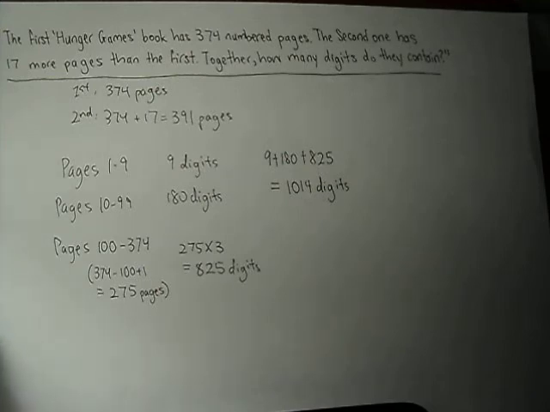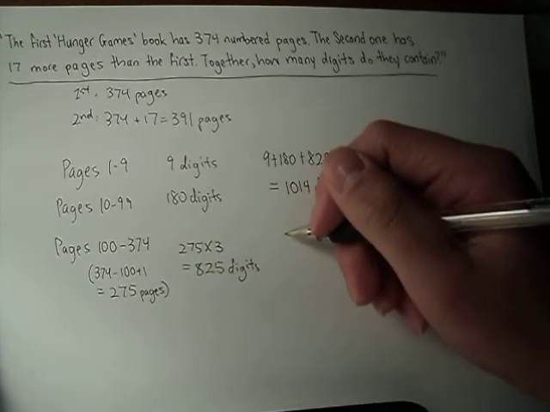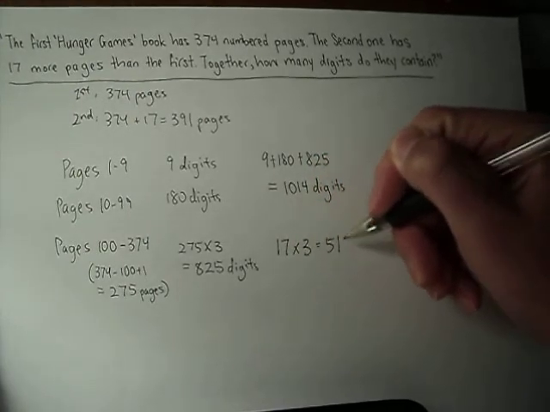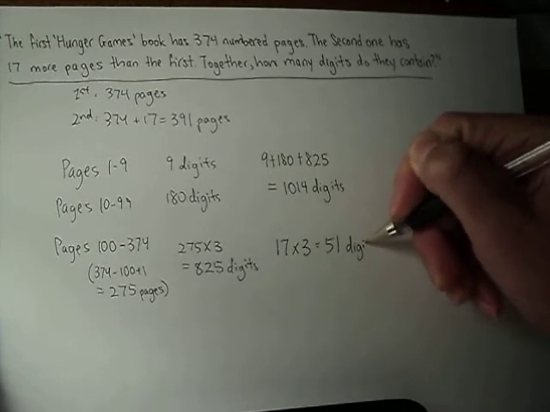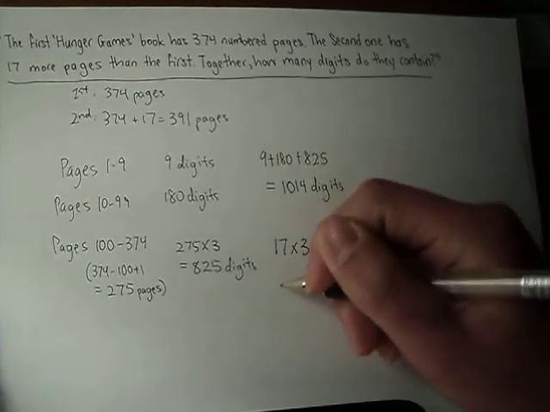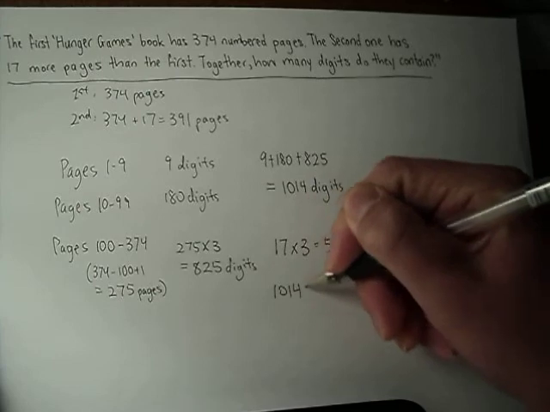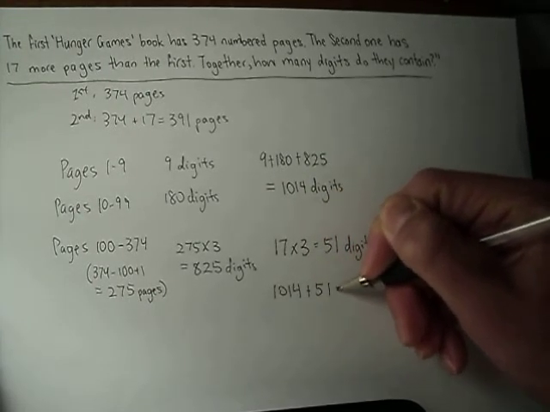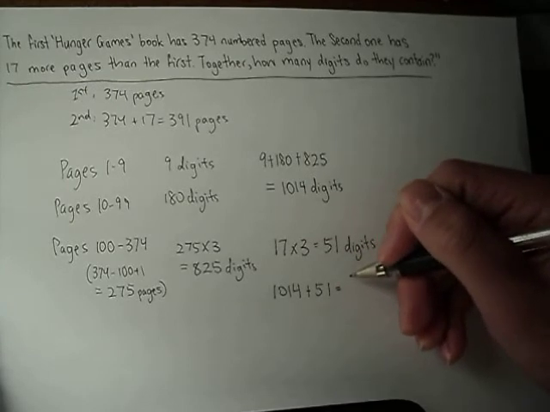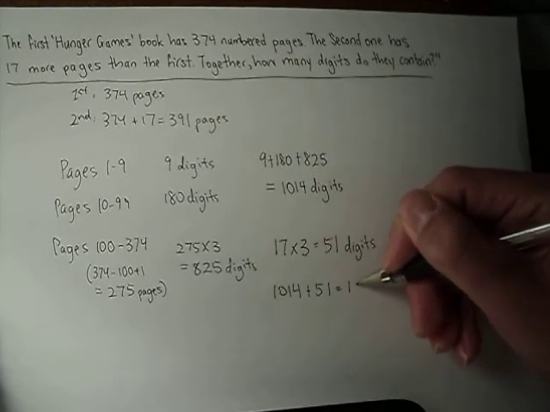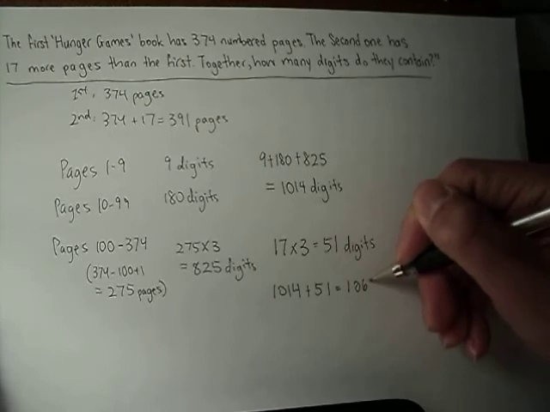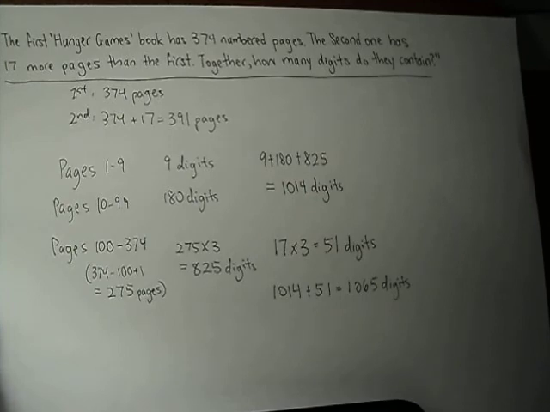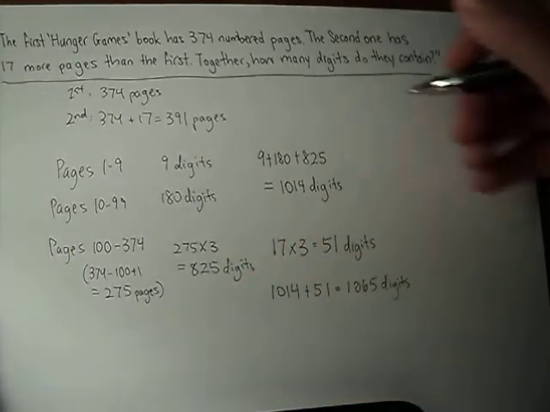So, now that we know that, 17 times 3 is equal to 51 digits for the extra pages that it has. And we can just add that onto 1,014 to get the number of digits for the second book. And that is 1,065 digits. Now if we add those two together, we'll solve the problem.